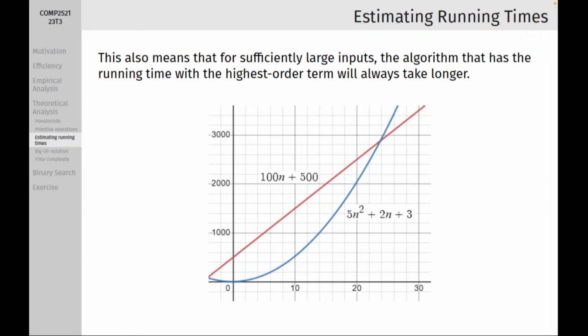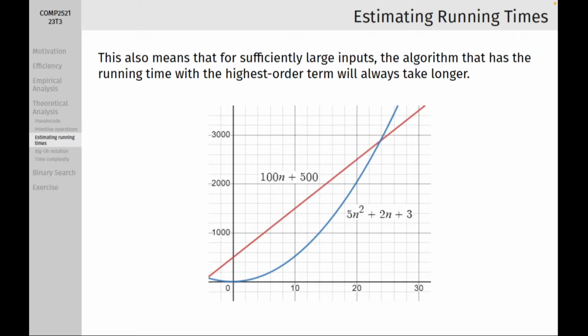Yes, question? So if you ever run two algorithms at the same time, but then you find the intersect point and then switch between them? Yeah, that's a good question. So you could do something like that, for sure. The question was, if you're running two algorithms and they were like this, would you choose to run one algorithm over the other depending on what the input size is? And yeah, you could.